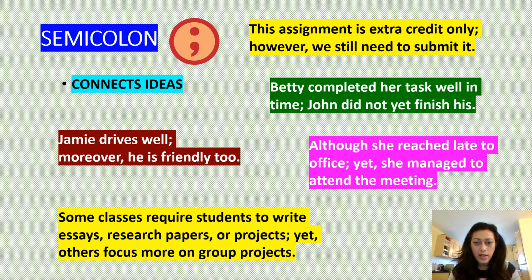So there are a couple of examples here to begin with. "This assignment is extra credit only; however, we still need to submit it." I'm using a semicolon and then a connector, which is "however." "Betty completed her task well in time; John did not yet finish his." So these are two complete sentences, like two independent clauses, and I'm joining them with a semicolon.